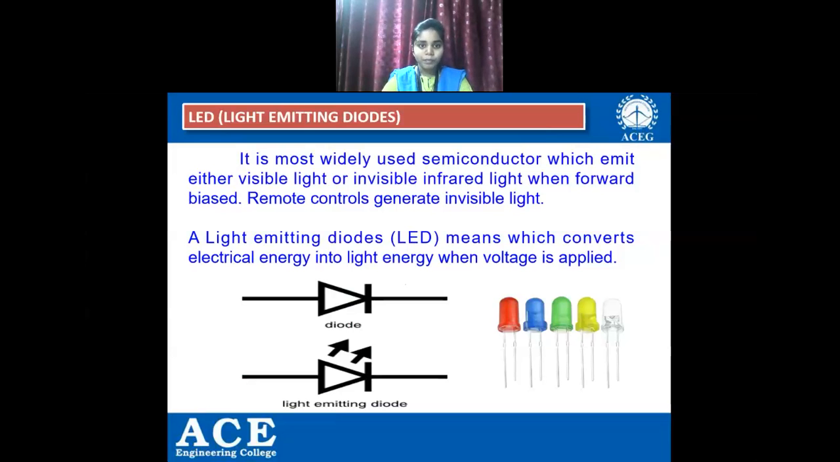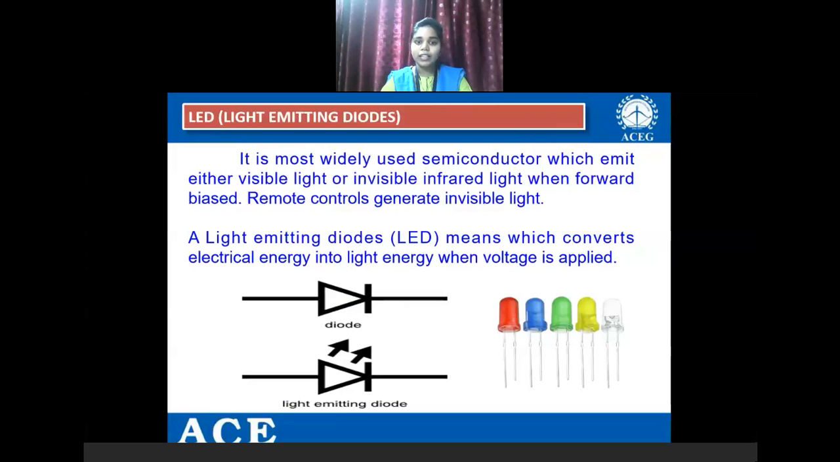Clear? Now in our houses we have televisions, right? For that we use remote controls, right? These remote controls have what? LEDs which will generate invisible light. Clear? Here it is mentioned: remote controls generate invisible light. Now a light emitting diode is one which converts electrical energy into light energy when voltage is applied.